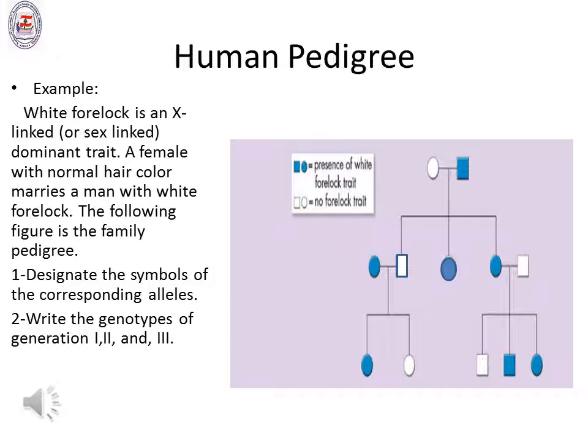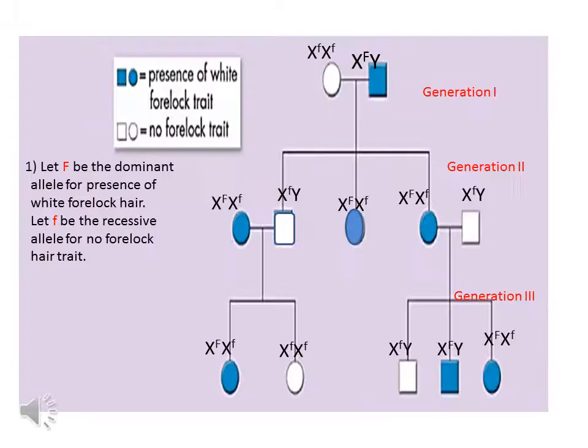A white forelock is an X-linked or sex-linked dominant trait. A female with normal hair marries a male with white forelock. The following figure is the family pedigree. First of all, we have to designate the symbols of the alleles, and then we have to write the genotypes of generation 1, 2, and 3.